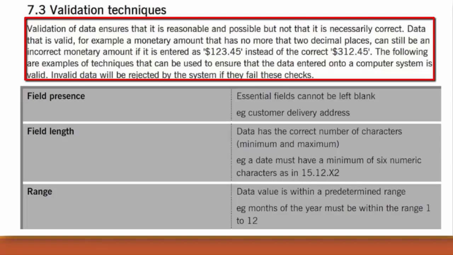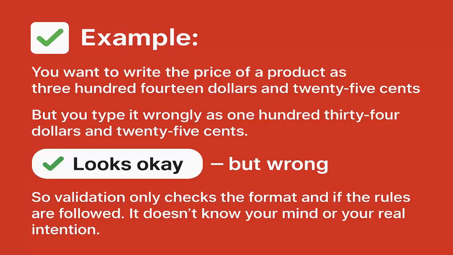Important, validation does not check if your answer is true. It only checks if your answer looks right. Example, you want to write the price of a product as $314.25, but you type it wrongly as $134.25. The computer will say, looks okay, because the number is typed correctly. But it is still wrong, because you entered the wrong amount. So validation only checks the format and if the rules are followed. It doesn't know your mind or your real intention.